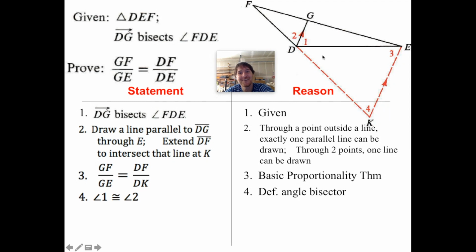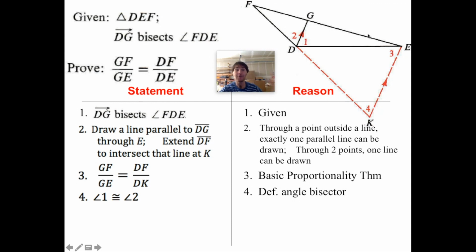Angle 3 or angle 4? Well, angle 3, right? What type of angles are those? What's angle 2 congruent to in this diagram? Angle 4, right? Angle 4, because those are corresponding angles. So here we have two parallel lines cut by this transversal, alternate interior angles. Two parallel lines cut by this transversal, corresponding angles.